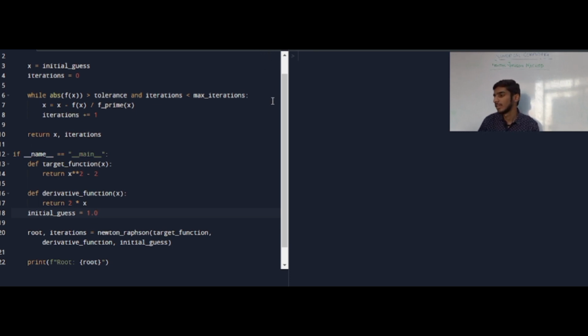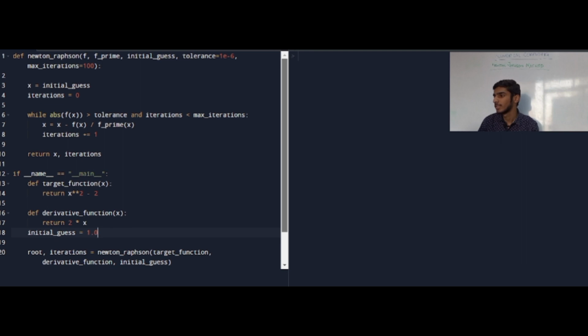So yeah, let's just run this program and let's see. So the value we got of the root is 1.41 and the max iterations are equal to 4, which means that we reach the value y equals to 0 when the root value is 1.412 and the code has run 4 times. So yeah, that's basically it for the code of the Newton-Raphson method.